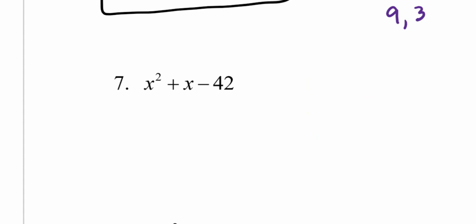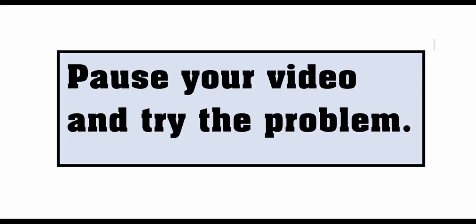Notice that this time around, once again, our GCF is 1 for all three terms. We're training ourselves there. We know our A, leading coefficient, is 1. Notice that B is also 1 this time around, and that C is then -42. I'm going to pause the video now, and I want you to find two numbers that multiply to -42 but add up to +1, and then write your factored form. So pause your video.